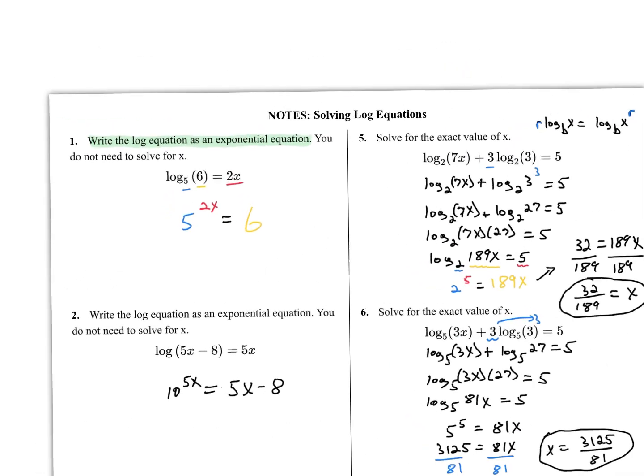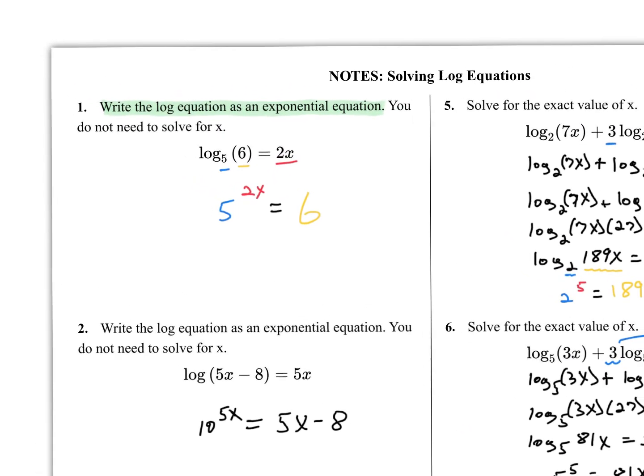All right, so number one, this simply wants you to write the log equation as an exponential equation. You do not have to solve for x. So this is a practice that we need to understand in order to solve equations. So let's do a few of these before we start solving. So log base 5 of 6 equals 2x can be written as an exponential equation as 5 to the power of 2x equals 6.